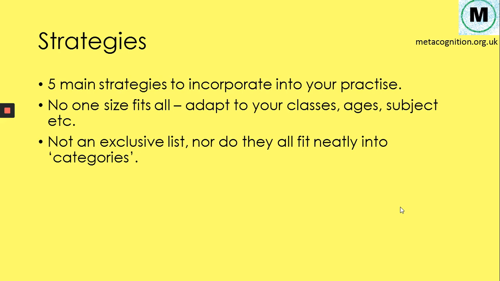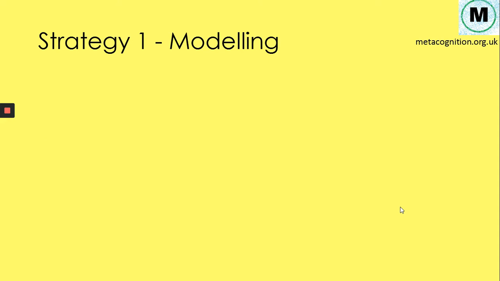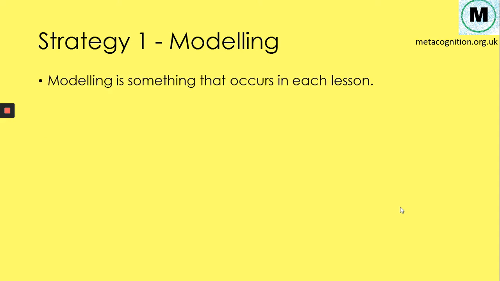There are blurred lines. So strategy 1 is modeling. We model in every single lesson. We show students how to do something.